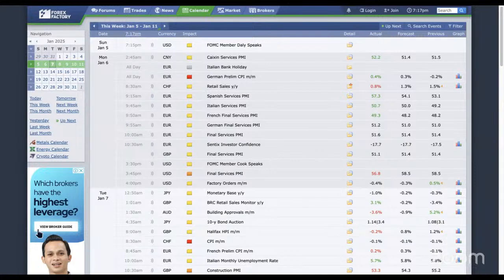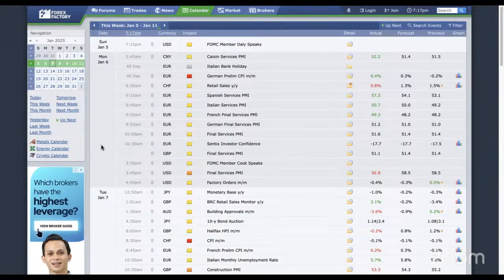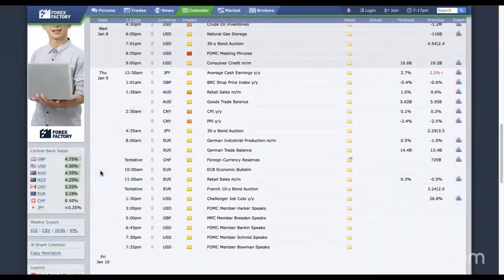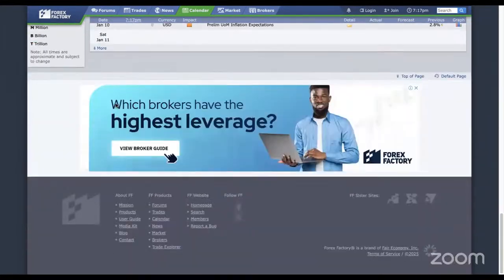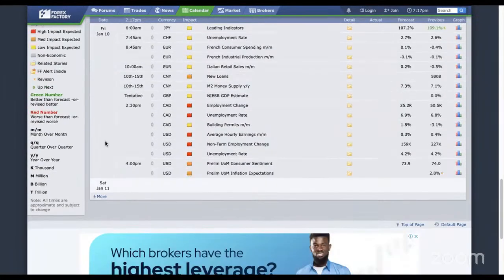All right. With that being said, just like a digression. The traditional place for you to come and find fundamental is Forex Factory. When you come to Forex Factory and it opens automatically, it shows you Sunday, Monday, Tuesday, Wednesday, Thursday, Friday, and Saturday. So that's the entire week.